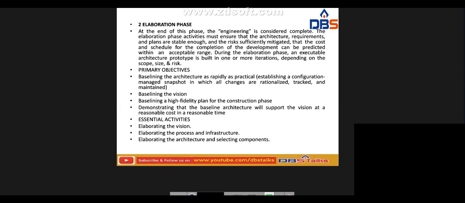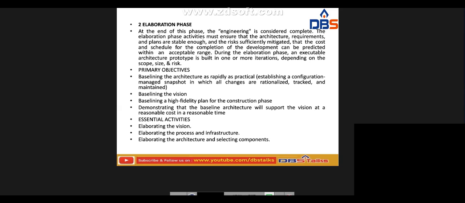Next, the elaboration phase. It is the second phase. At the end of this phase, the engineering is complete. That is, the elaboration activities must ensure the architecture, requirements and plans are stable enough, and the risks sufficiently mitigated, that the cost and schedule for the completion of the development can be predicted within an acceptable range. So first we have to identify what process will be done and what risks will be sufficiently mitigated.